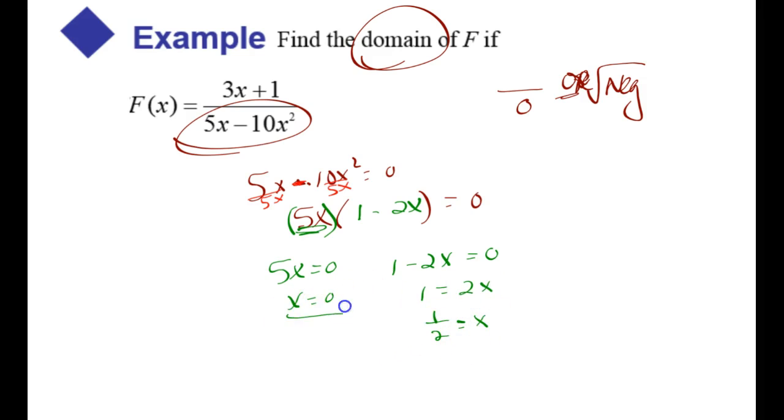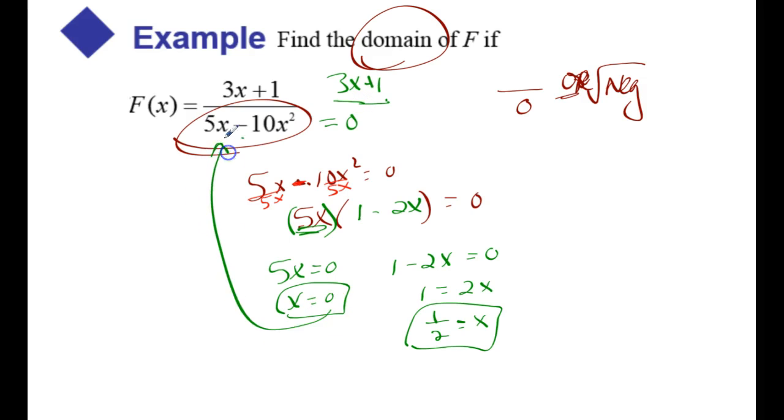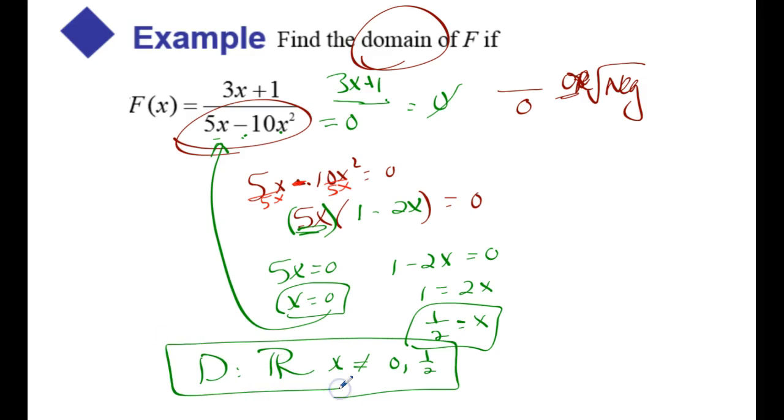So what does this mean? These are really not solutions. These two things are what cause the denominator to equal 0. And of course, I have problems. If I let x be 0, this is 0 minus 0, and you can't take 3x and divide by 0 because that's undefined. So really, the domain is all reals. Everything works. It's just x cannot be 0 and 1/2, because those are the two things that cause the denominator to go to 0.